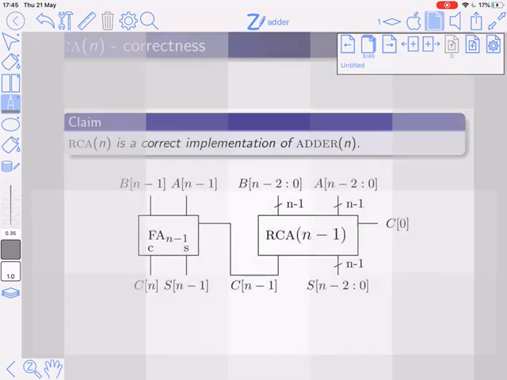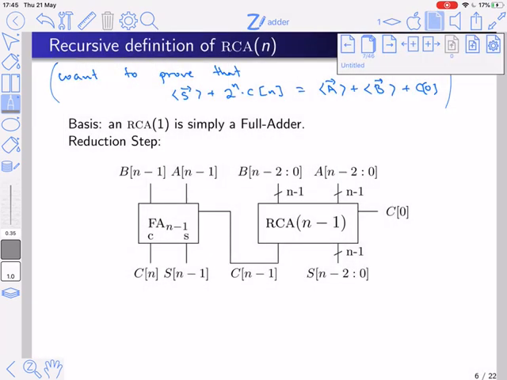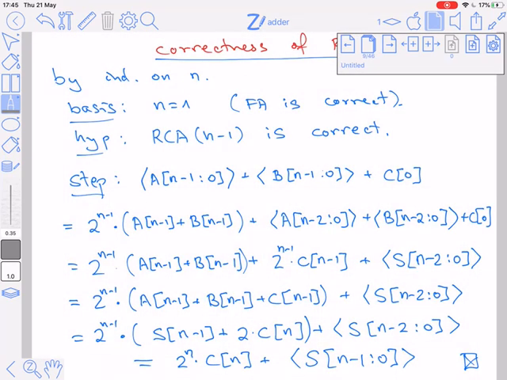Recall, the thing we want to prove is this equality. So let's start with the right-hand side: A plus B plus C0. Let's decompose A into two parts, the most significant bit and the remaining bits. The weight of the most significant bit is 2 to the power of n-1, and here we have the number which is represented by the bits of A from 0 to n-2. We do the same partitioning to B. So here's the most significant bit of B, and here are the remaining bits of B, and we copied C0.